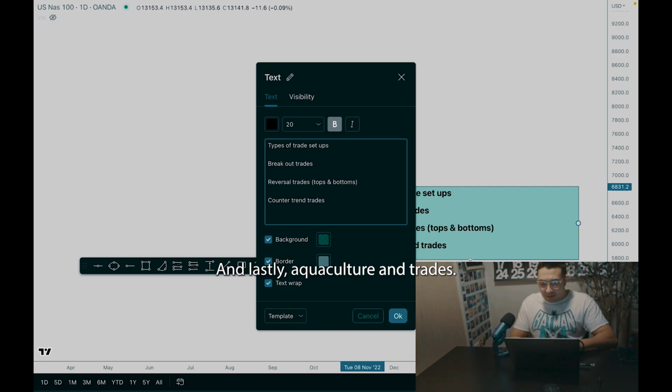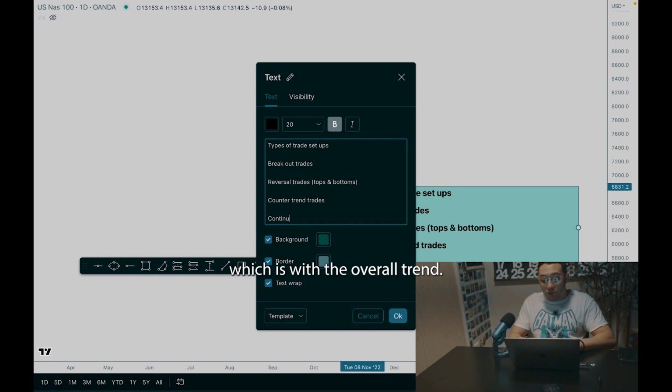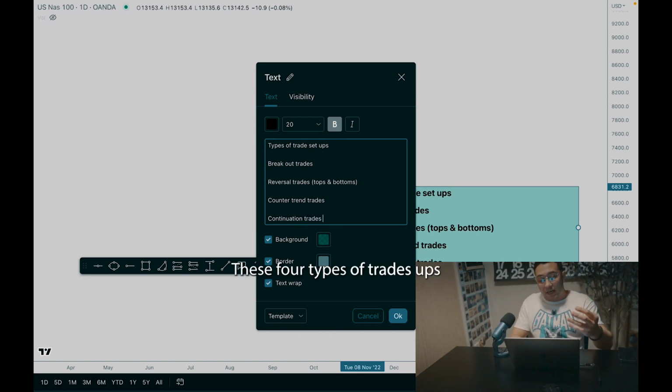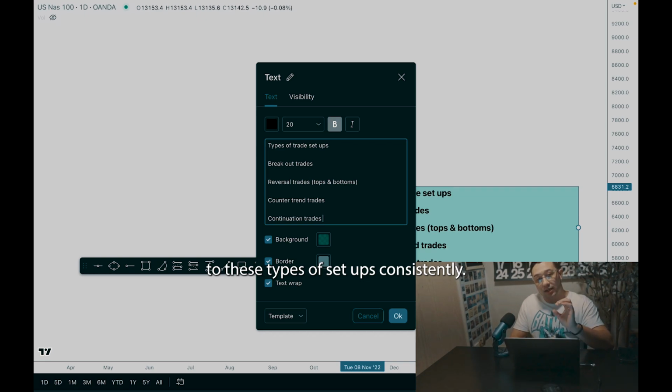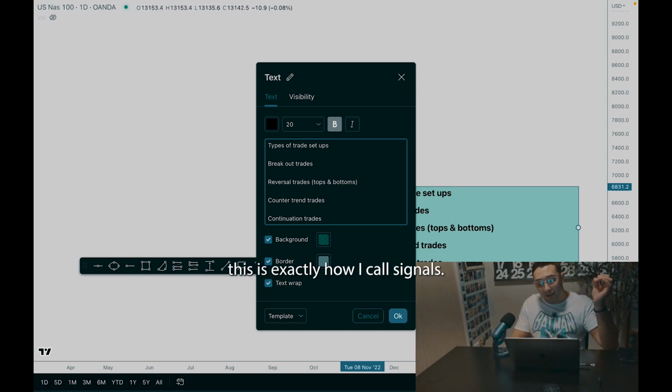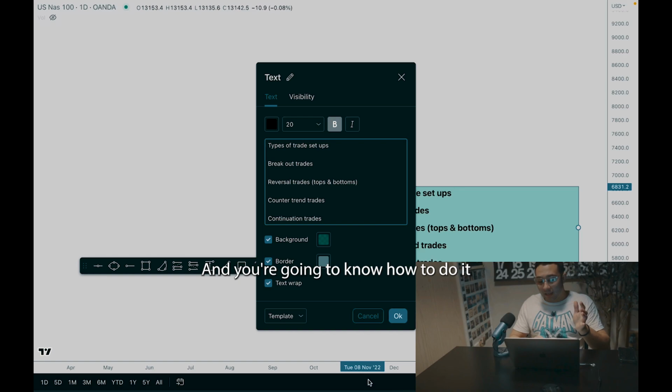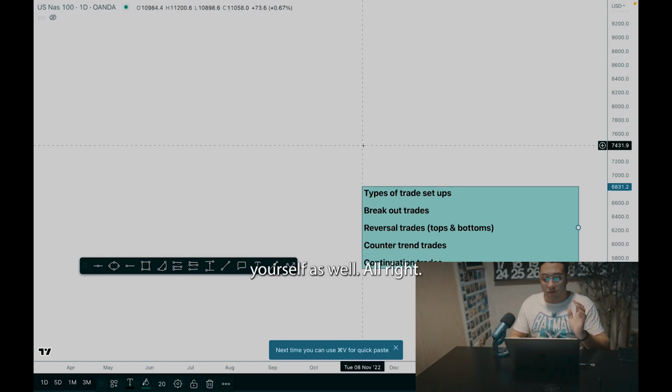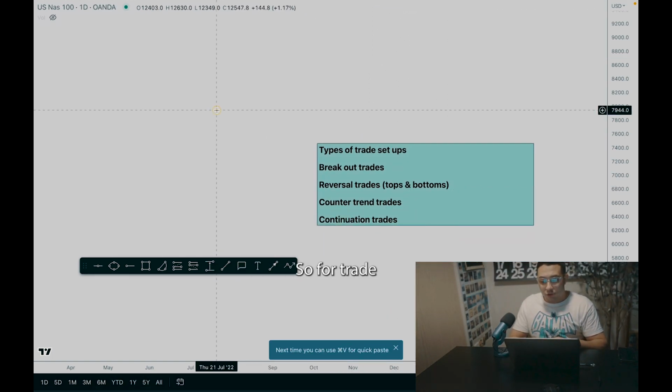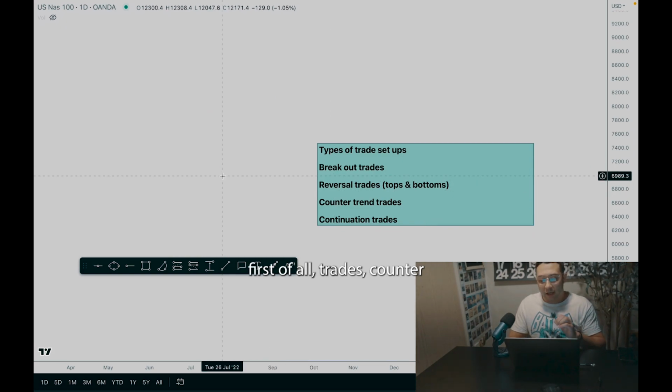And lastly, after counter trend trades, we are looking for continuation trades, which is with the overall trend. These 4 types of trade setups right here, I'm about to show you 4 different entries that you can apply to these types of setups consistently. This is exactly how I trade, this is exactly how I call the signals, and you're going to know how to do it yourself as well. So 4 trade setups: breakout trades, reversal trades, counter trend trades, continuation trades. That's it.